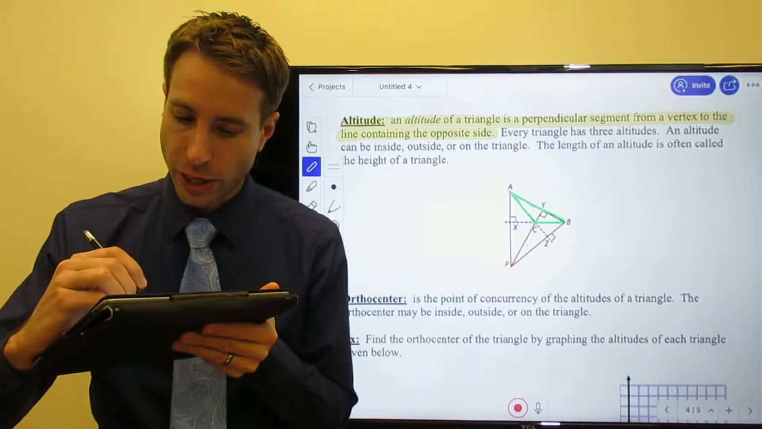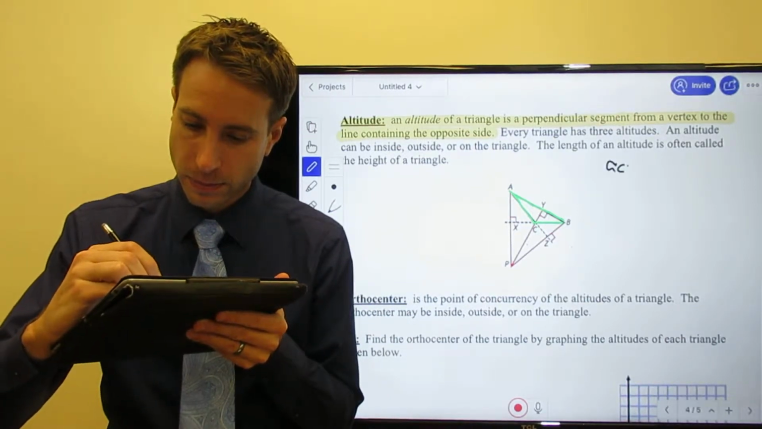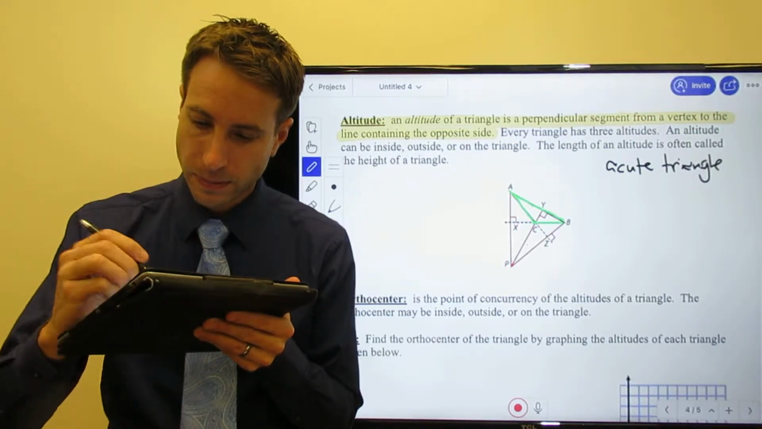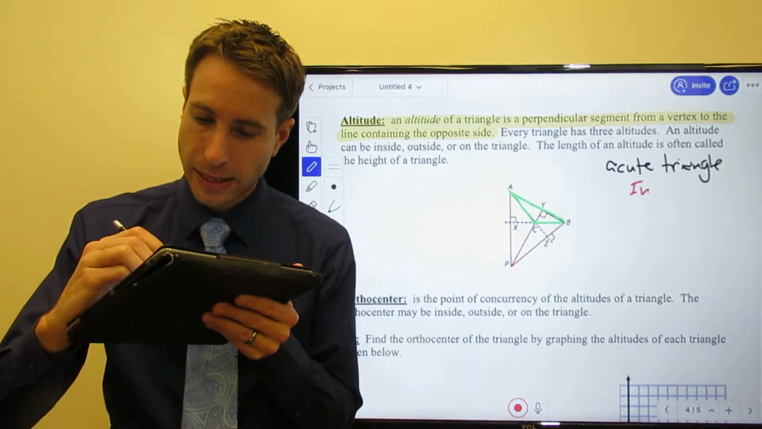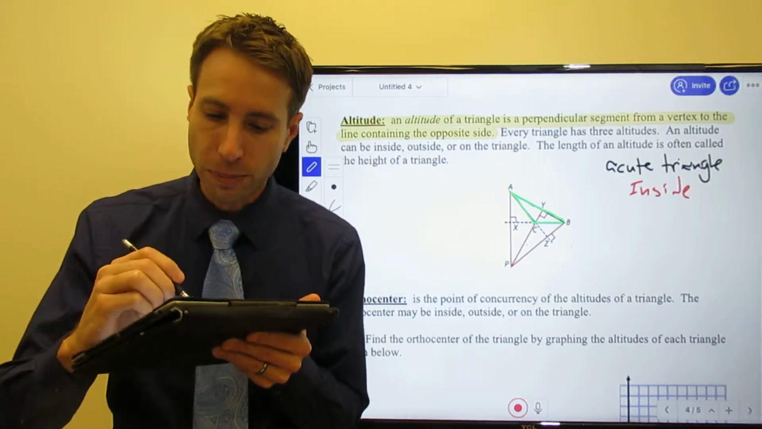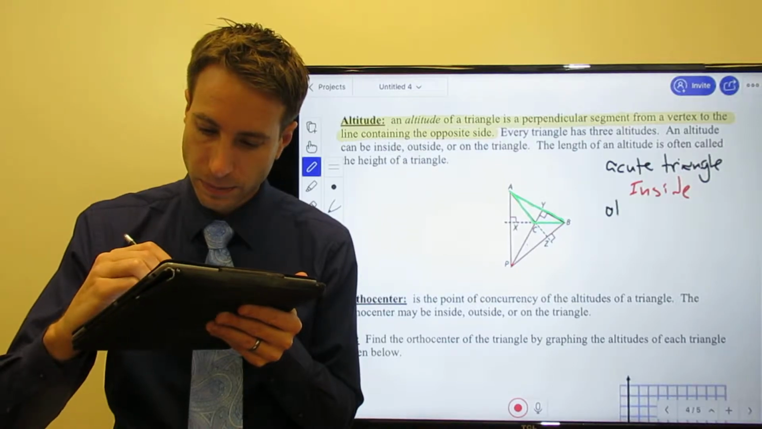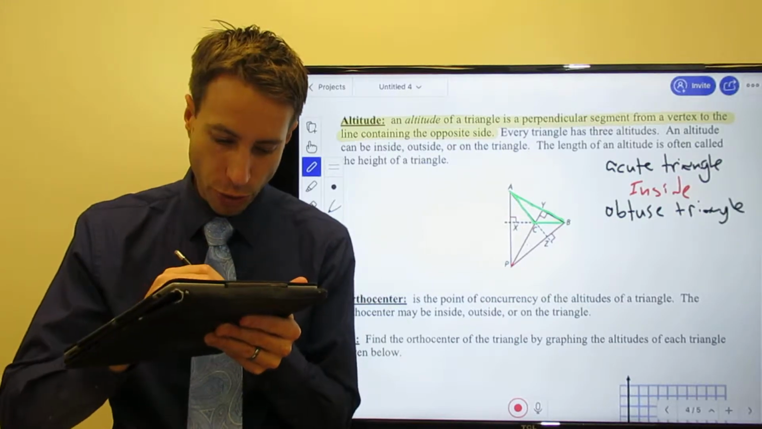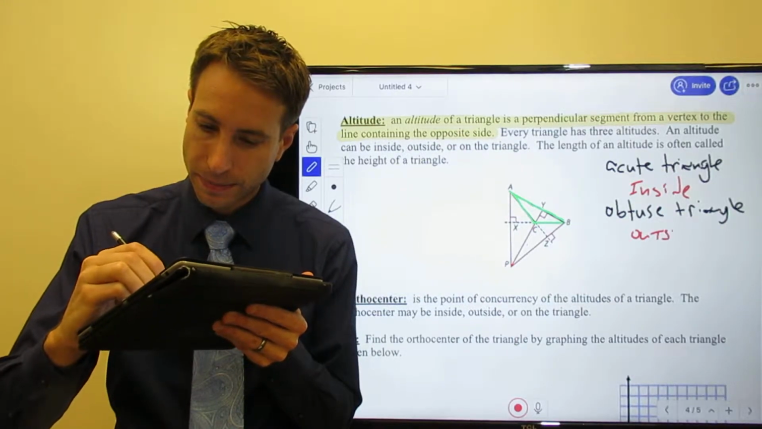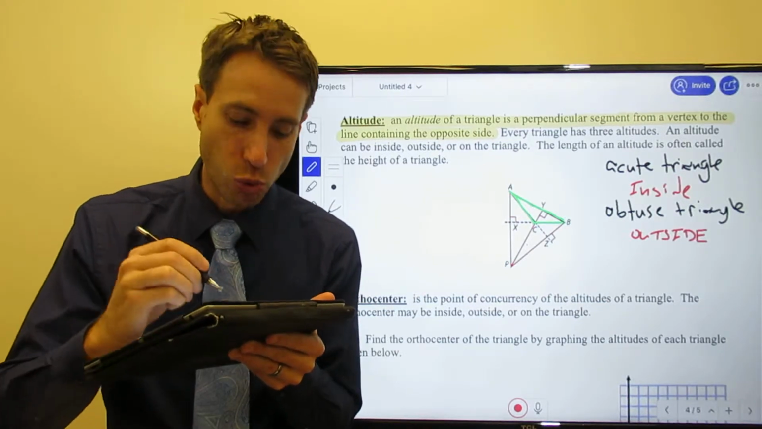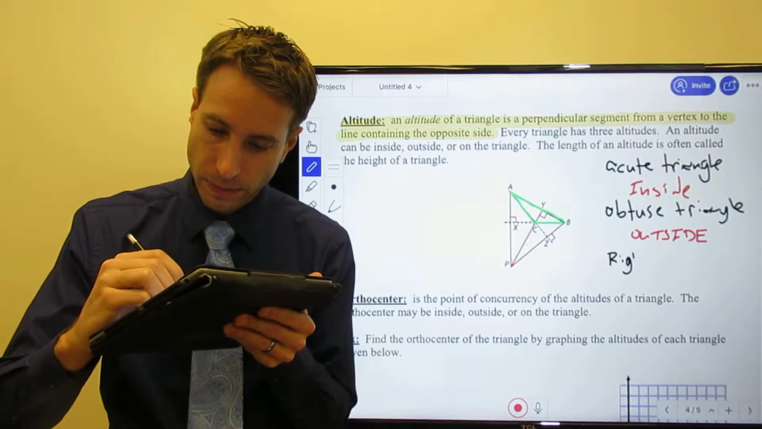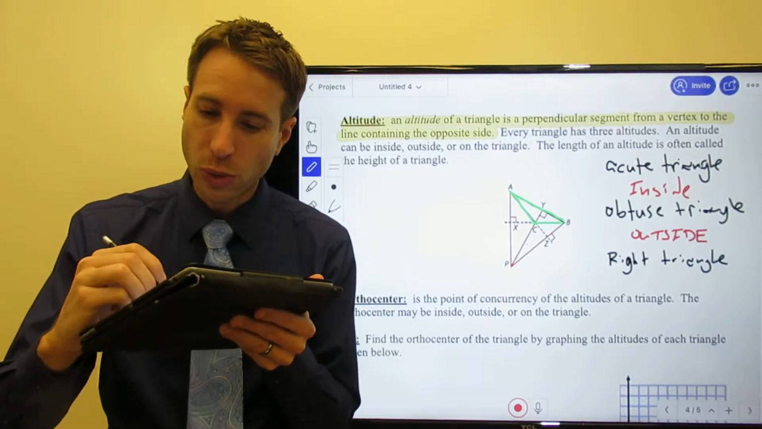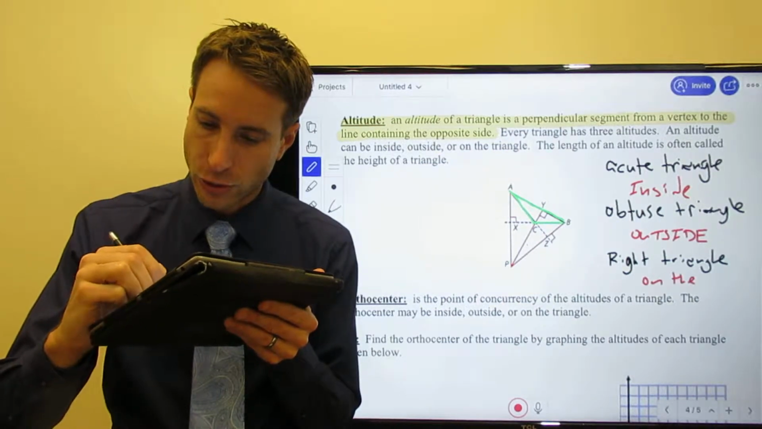If your triangle has an obtuse angle, an angle greater than 90 degrees, your orthocenter will be outside the triangle. So, acute triangle, your orthocenter will be inside. Obtuse triangle, your orthocenter will be outside. And if you have a right triangle, your orthocenter will lie on the triangle.